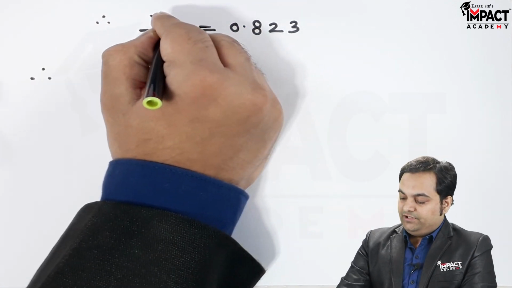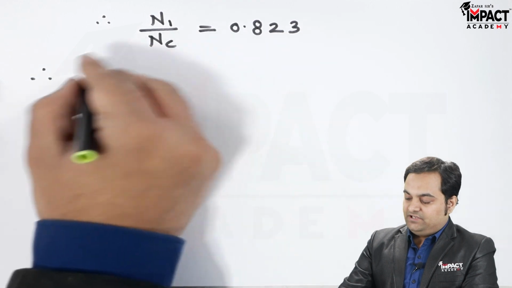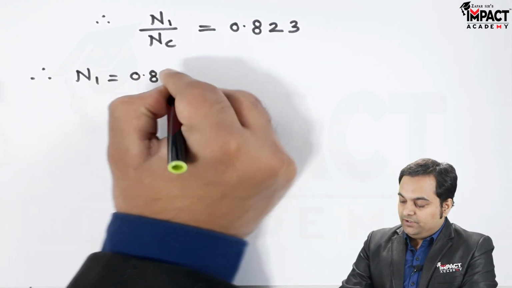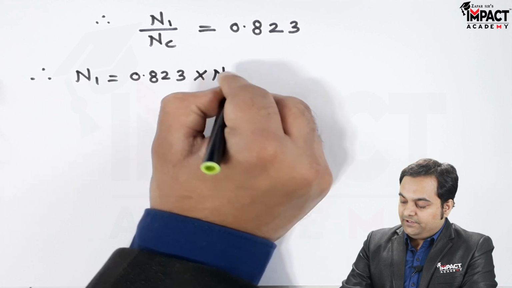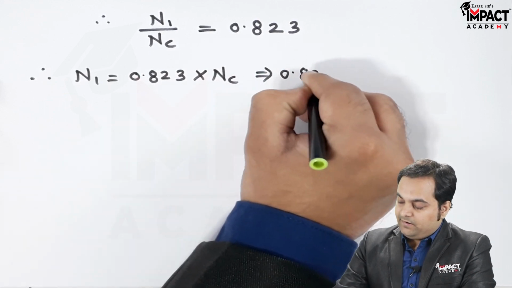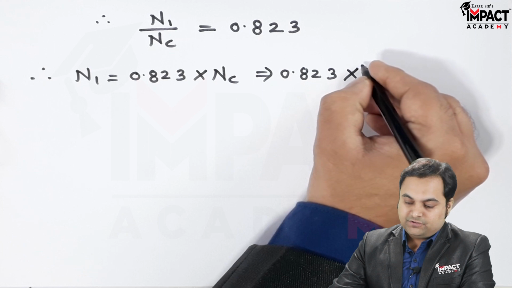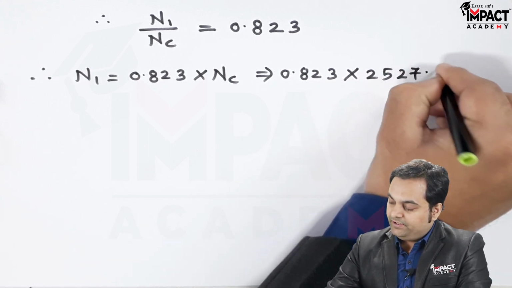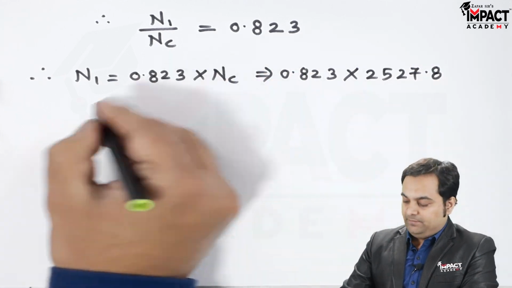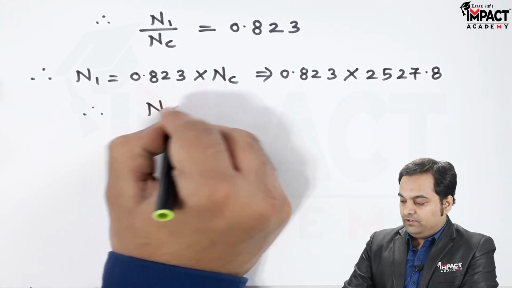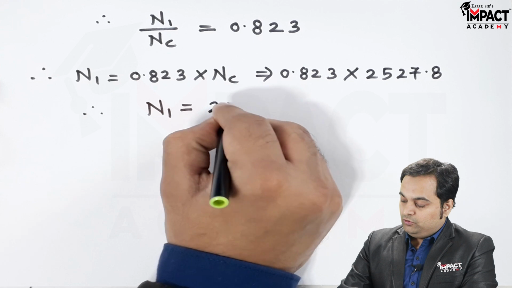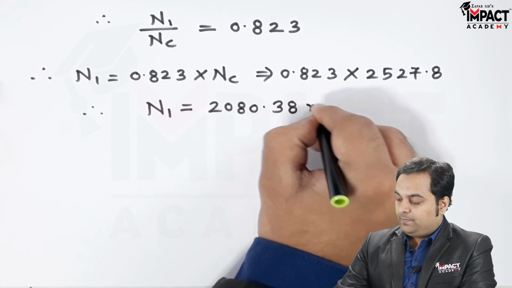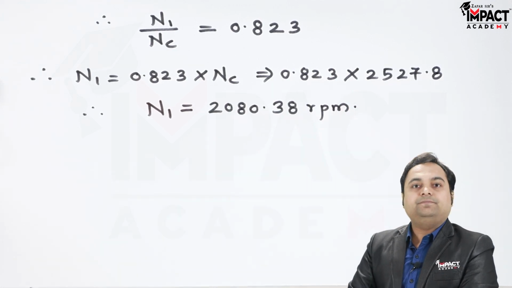Now we are going to find the speed, which is by taking the positive deflection. So here I am denoting this speed as n1. nc is already there with us, so n1 would be 0.823 multiplied by the critical speed in terms of rpm, and the nc value was 2527.8. So when these get multiplied, I am getting the value of n1, and my answer is 2080.38 rpm. So that's the first speed.